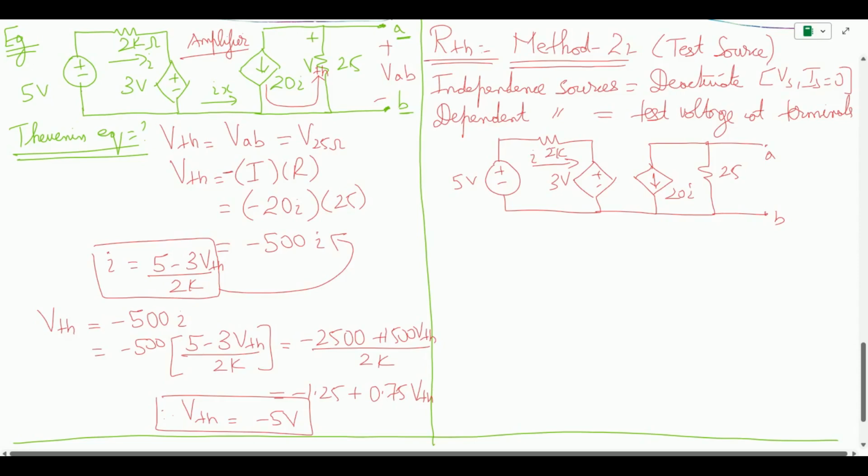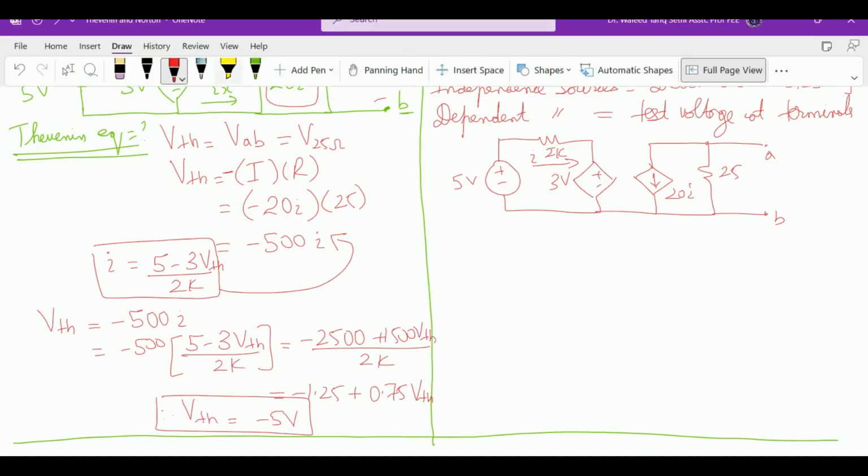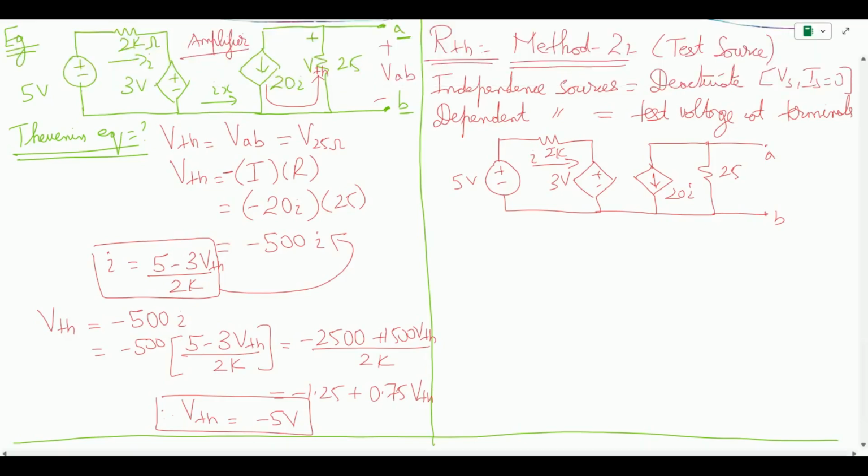Okay, now in order to solve this using the second method to find the RThevenin, we are first going to deactivate the independent sources. So in this full circuit diagram, the only independent source is the voltage source. So we are going to make it a short circuit, which means we are going to remove this and consider this to be a short circuit. So now this is a straight line. Okay, since we don't have any other independent sources, now let us focus on the dependent sources.